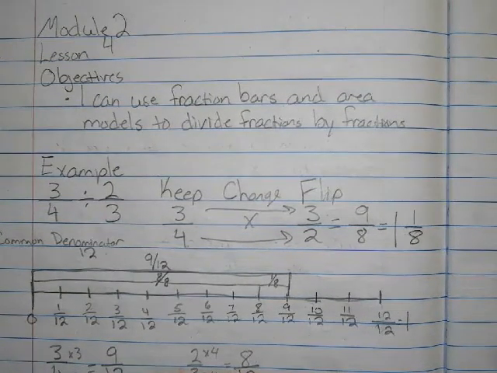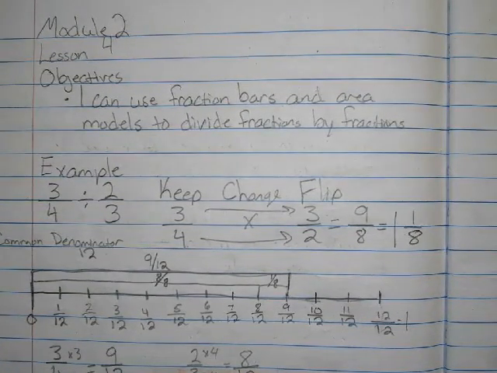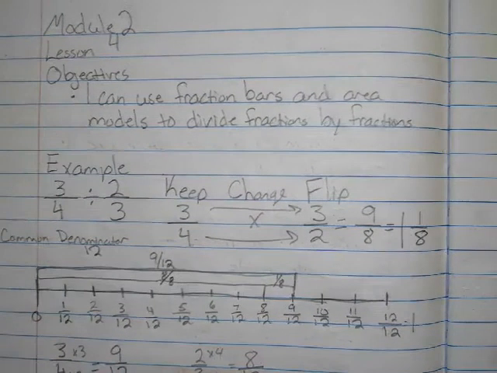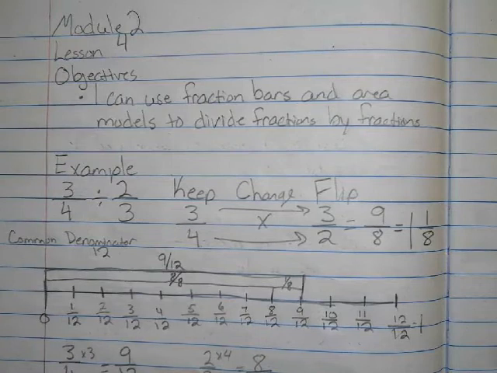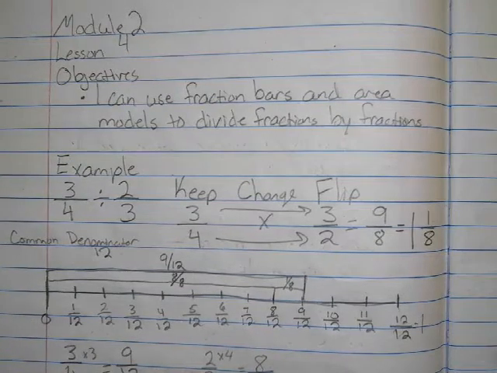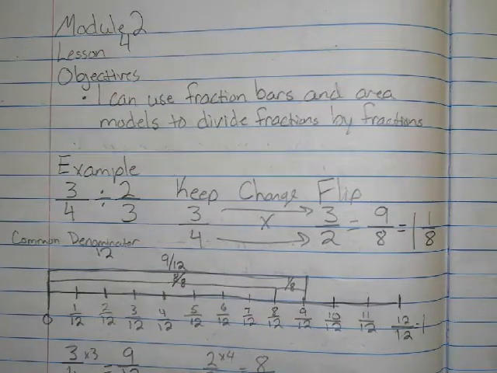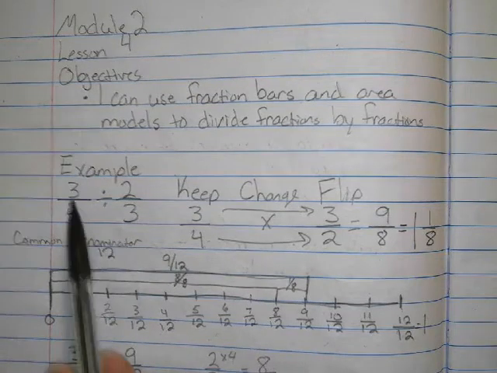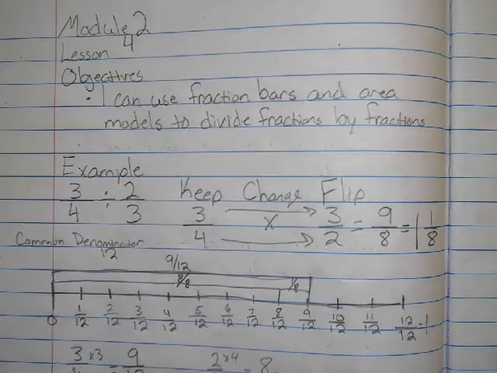Lesson 2, Module 4, continues with our understanding of dividing fractions by showing models as well as using the linear approach. So your objective for this lesson is that you can use fraction bars and area models to divide fraction by fraction. So we have 3/4 in our example divided by 2/3.